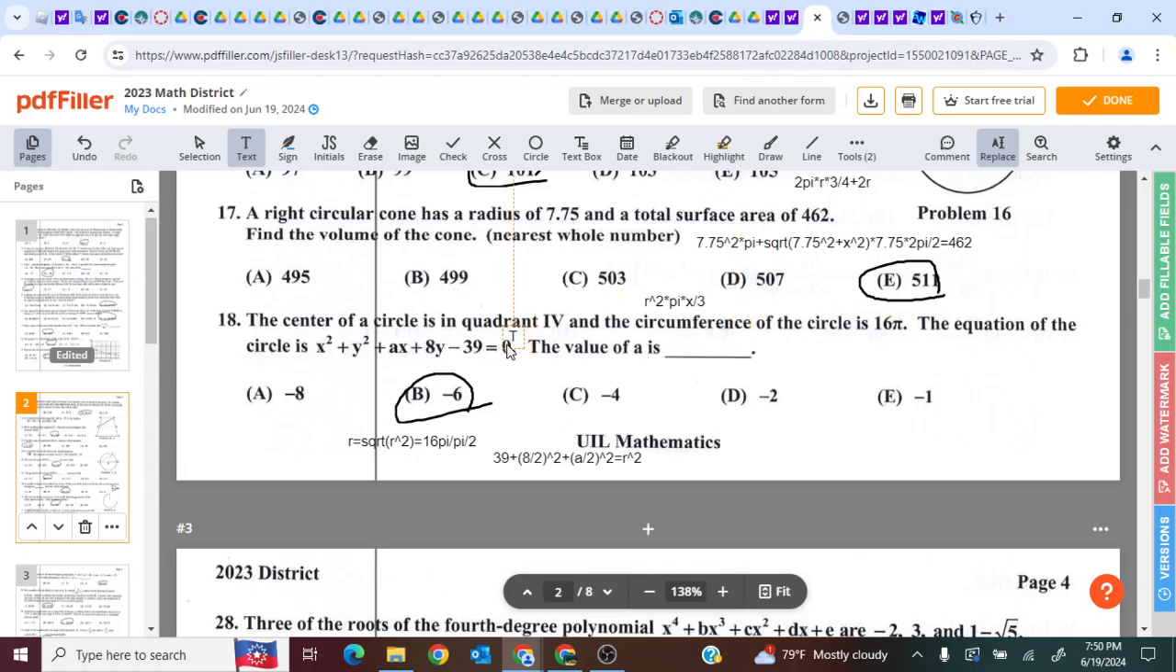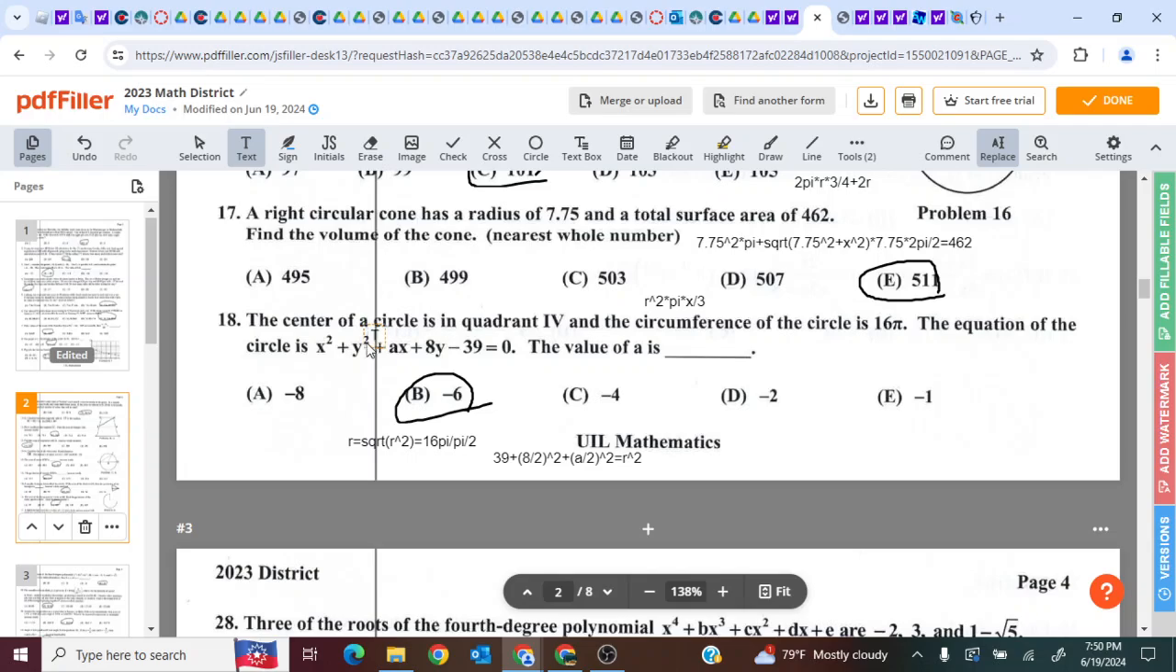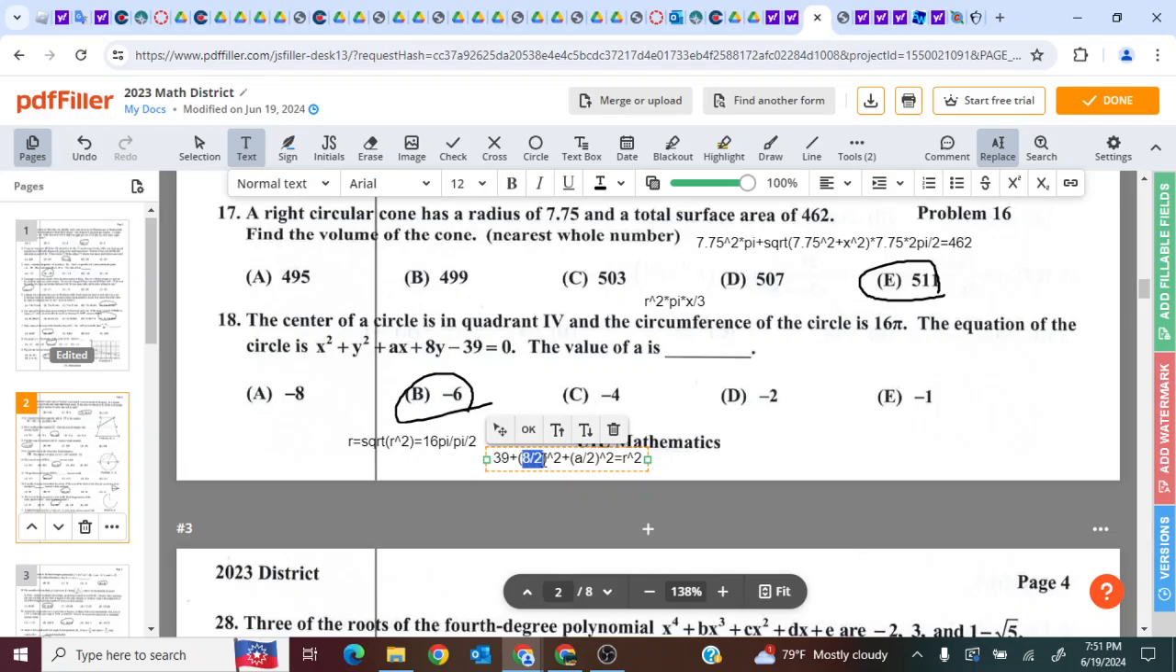So this value right here needs to be equal to 8 squared, or 64. 39 comes from moving this over. So you have your 39. And then if you change y squared plus 8y to y plus 4 all squared, that will create an excess 16 on this side that must be accounted for by adding on this side. So that's where you get this part from.